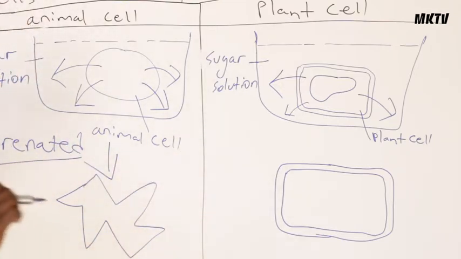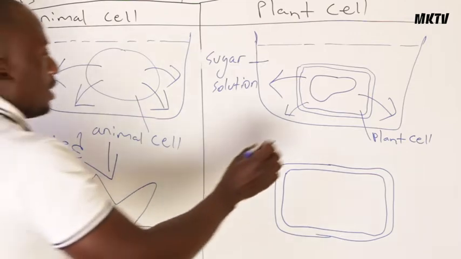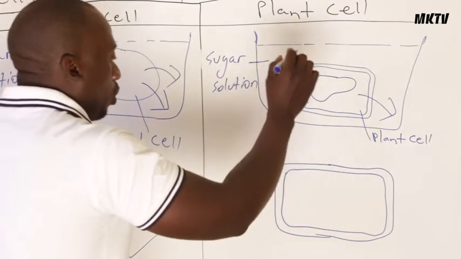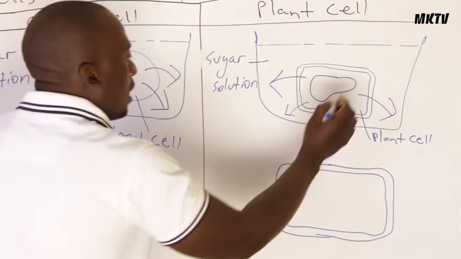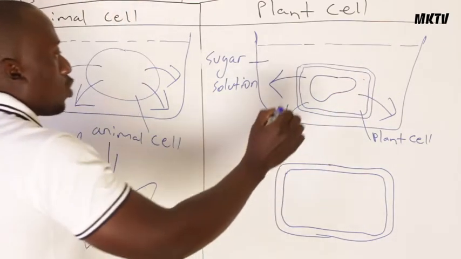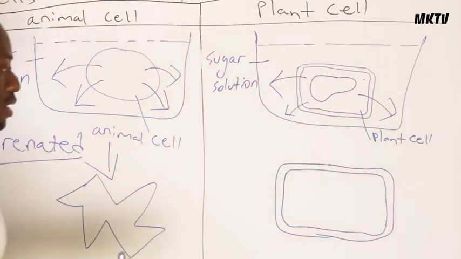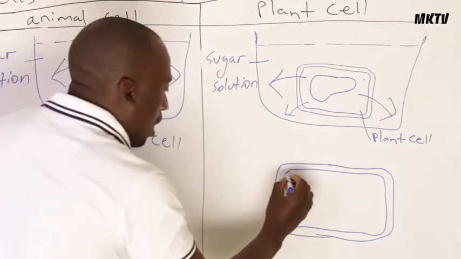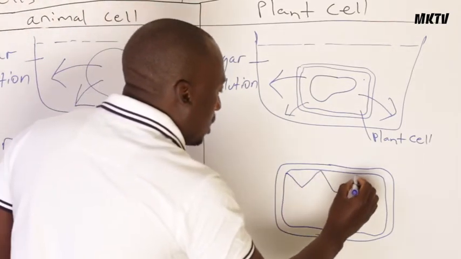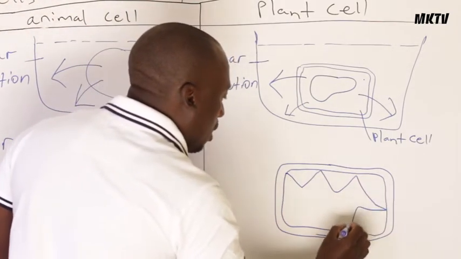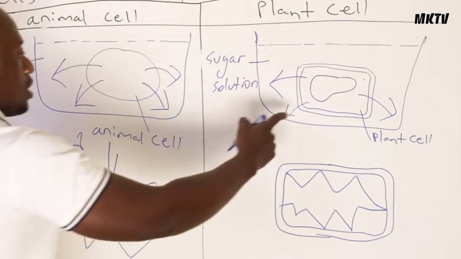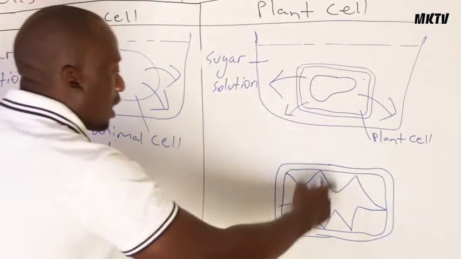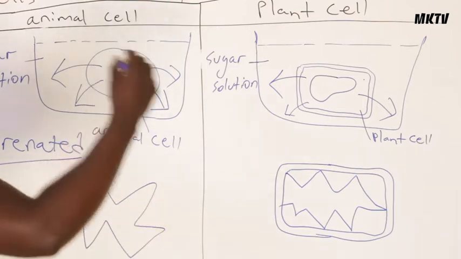But what is going to happen is, immediately when it loses the water to the sugar solution, we are going to see the cytoplasm move away from the cell wall, which means the cytoplasm is the one that is going to shrink, moving away from the cell wall. So if it loses the water, the cytoplasm is the one that is going to shrink.